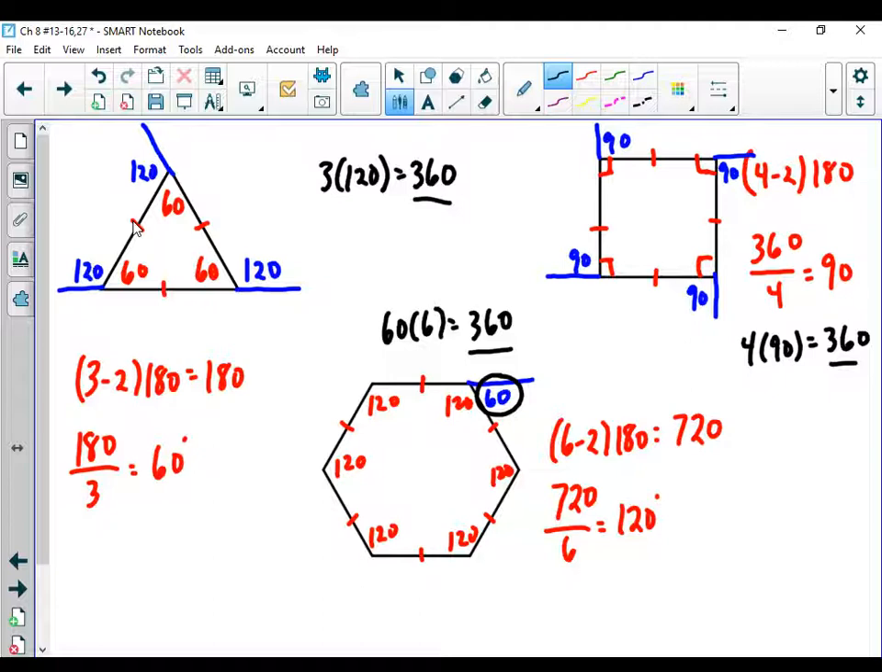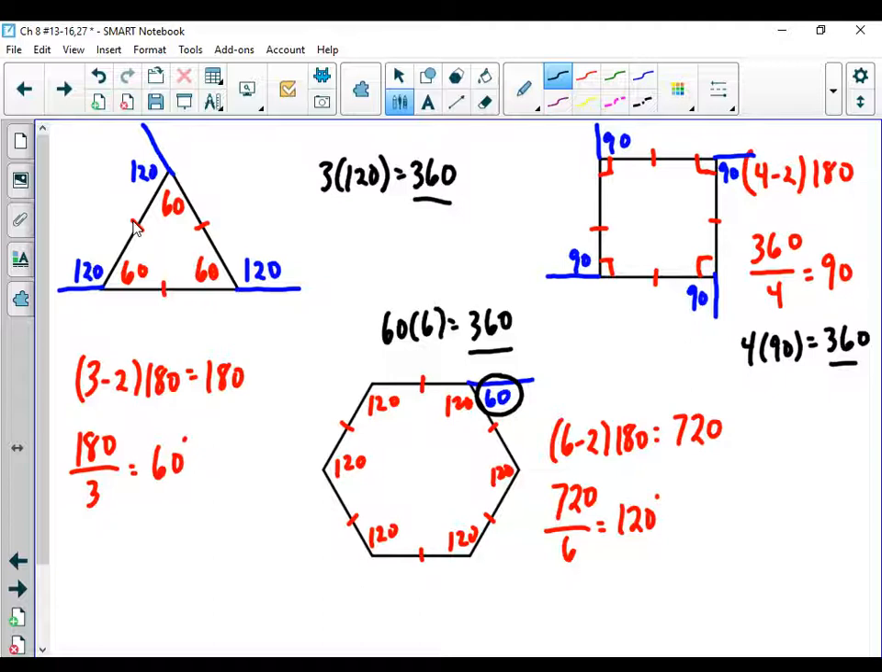So it's kind of nice when I look at the sum of the exterior angles, I end up with 360 degrees all the time. And if you think about it, the more sides I add, the smaller the sides get, which means I'm getting closer and closer to having a circle. And we know that circle is going to have 360 degrees.